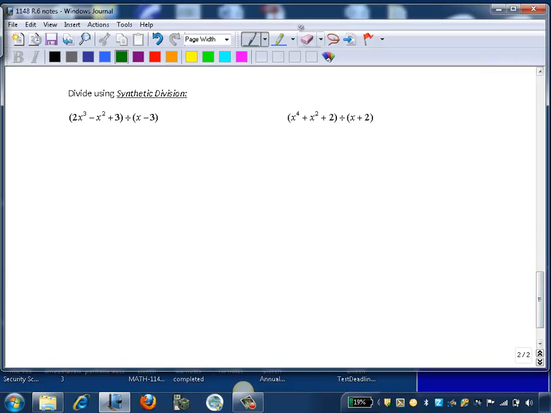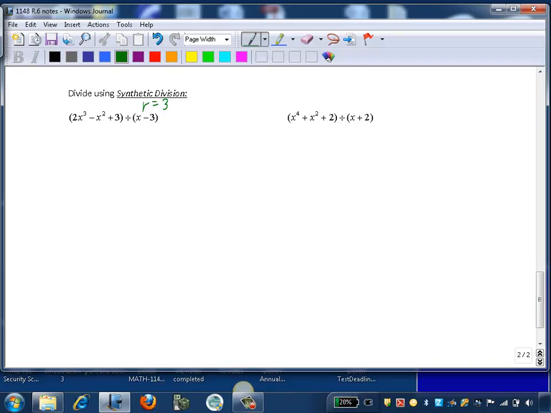Okay, so the first one here, we want to divide 2x cubed minus x squared plus 3 by x minus 3. So note that the divisor, x minus 3, is in the correct form, x minus r. X to the first power is the only x term. So the way that this is written, our x minus r, our r in this case, is 3.